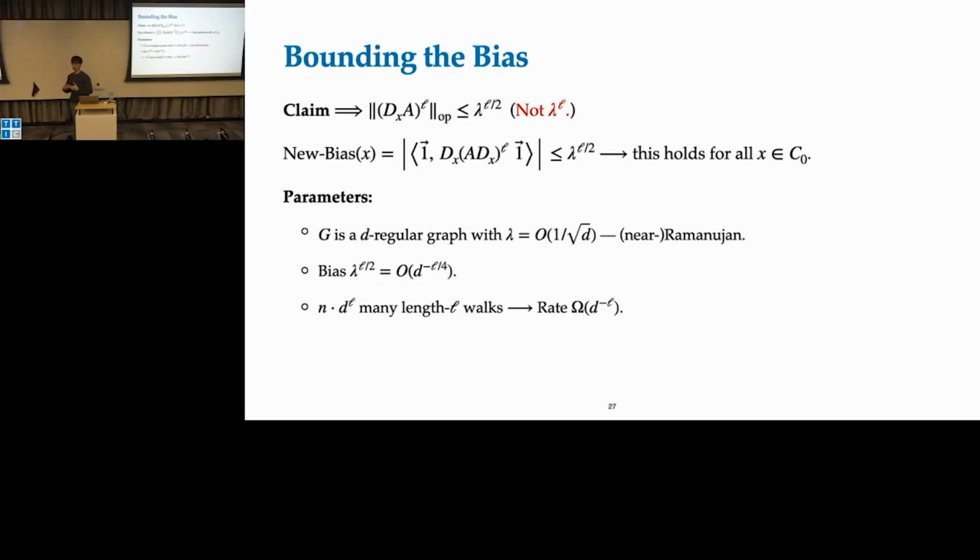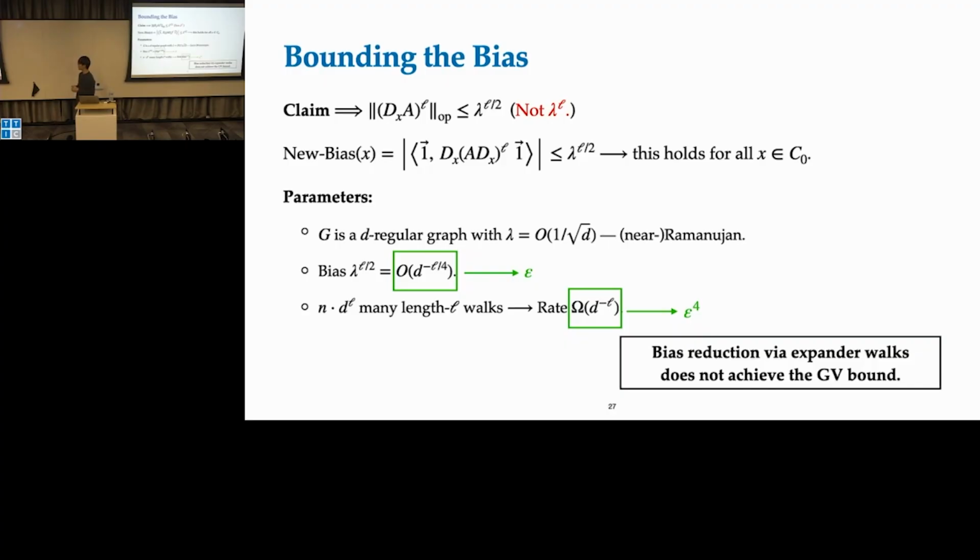In order to study the rate, we need to know how many walks we have. We have n starting vertices, and then for each step we have d choices. So in total we have n times d to the L many length L walks. This gives us a rate of d to the negative L. Now we set the bias to be our target epsilon, and we can see that our rate is epsilon to the 4. So unfortunately, bias reduction using expander walks, and particularly using this analysis, does not achieve the GV bound. Let me pause for questions.